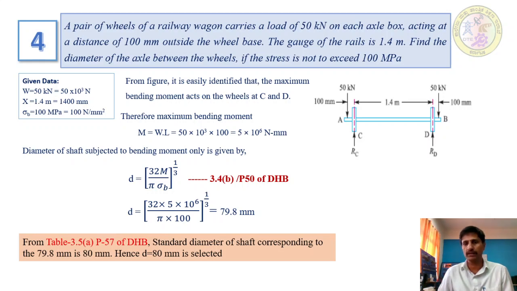And if you use this diameter, it will withstand the bending moment of 5 into 10 raised to 6 Newton millimeter. So that you have to remember. This is the case of pure bending, and in this problem we have neglected the torsion. Only we have considered the bending moment.